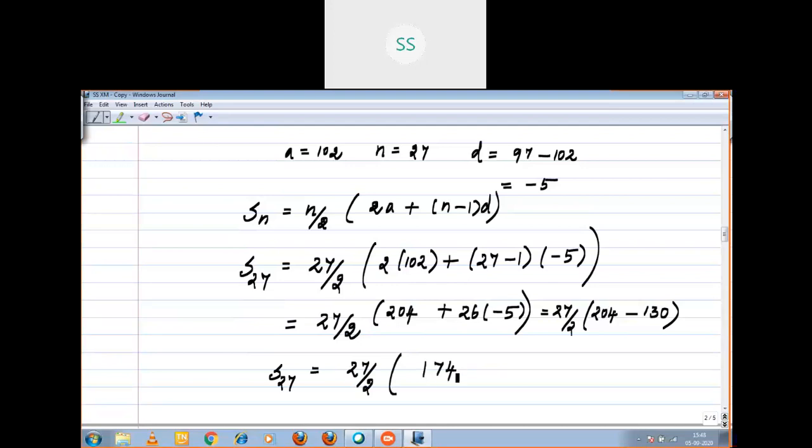S27 equal to 27 by 2, then 204 minus 130, sorry, 74 only. Sorry, children. 74 only. Now you see, 2 into 37 is 74, so 27 into 37. 7 7s are 49, 4, 21, 25, 14, remaining 1, 6, 7, 9. So what is your result? 999 is your result. It is easy to add the sequence.